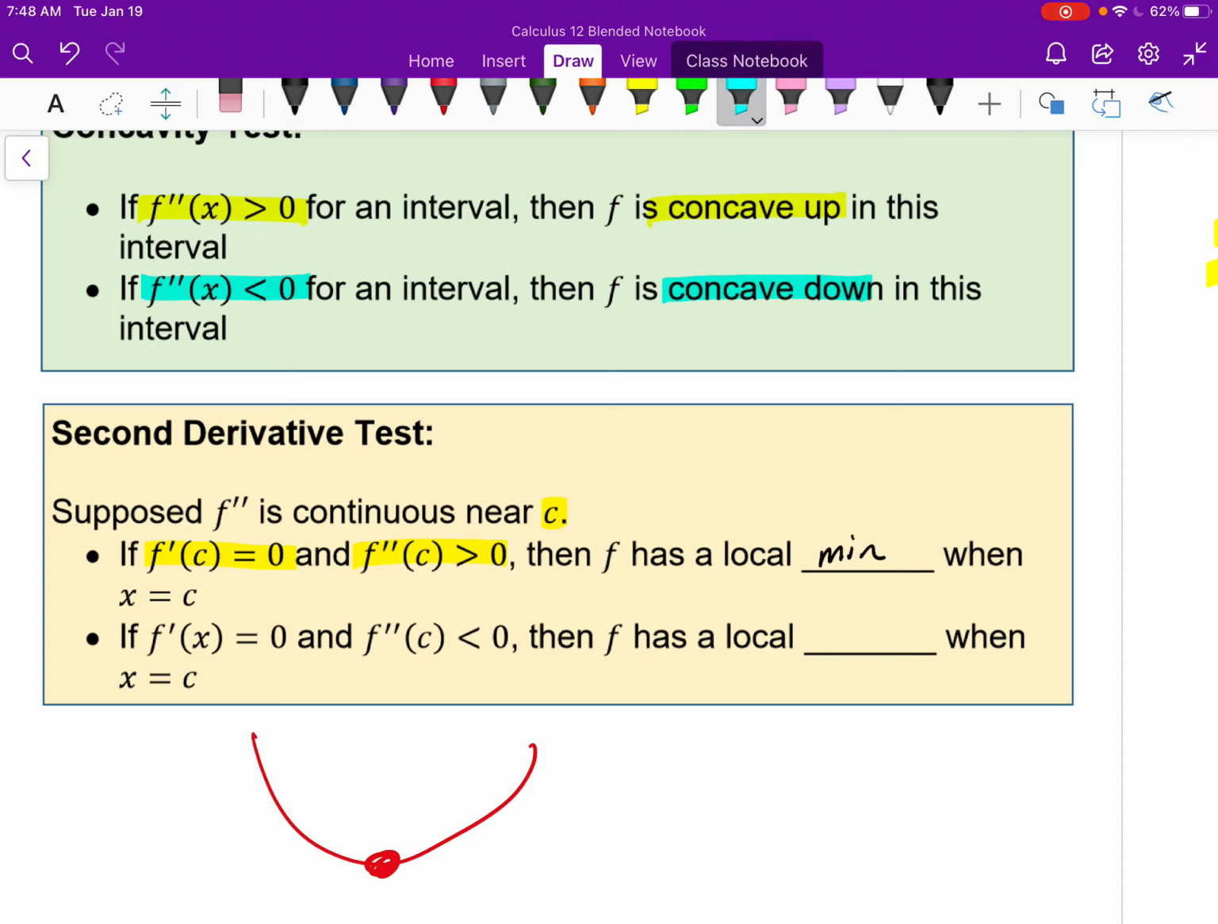And it's the other way around. If you have a first derivative that's 0 and the second derivative is negative, that means that region is concave down, and that means that critical point must be a local max.